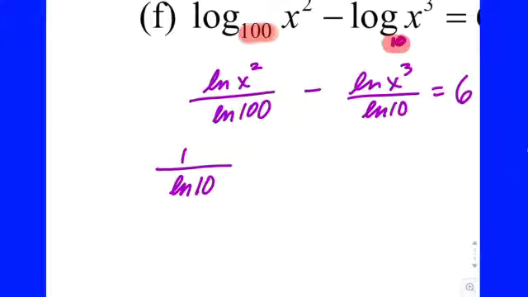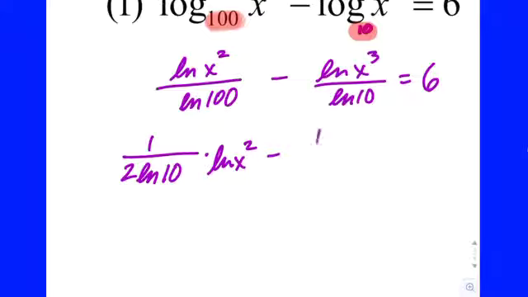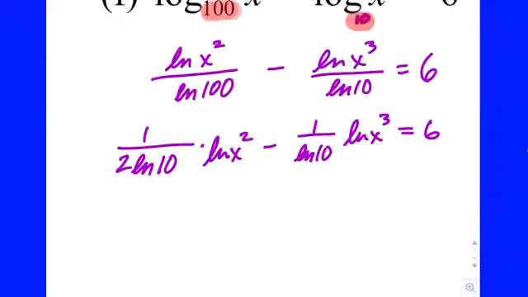To the front. Let's just put it there. So the natural log of 100 is also known as 2 natural log of 10. So I'm going to pull that out front, and now we get the natural log of x squared. Good. We'll do the same thing over here. We get 1 over the natural log of 10 times the natural log of x cubed equals 6. Oh, boy. Okay. How does that help?